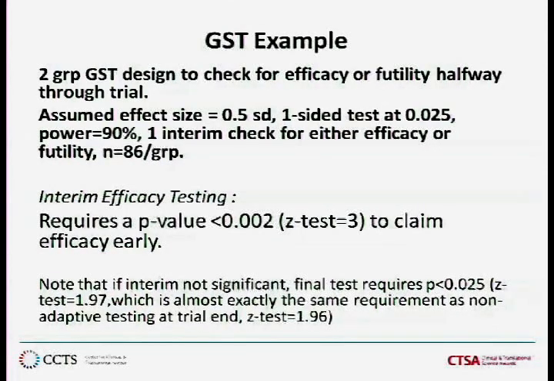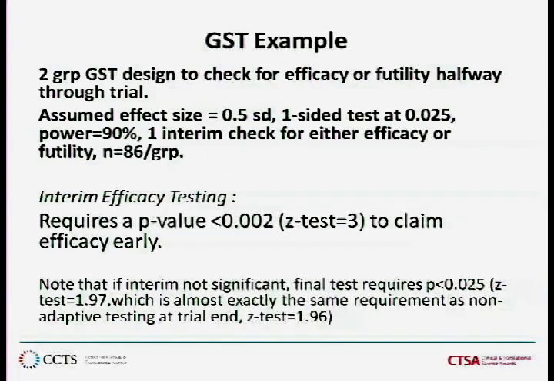So at the interim, we may look at the results for 43 patients per group. And at that point, if we do an efficacy test, we would need a p-value less than 0.002. You can see that's pretty conservative. It means the z-test would have to be 3, which means that the treatment effect estimate is 3 times bigger than the standard error, which is a pretty big effect. And if we got something like that, p less than 0.002, we could stop the trial early and claim efficacy.